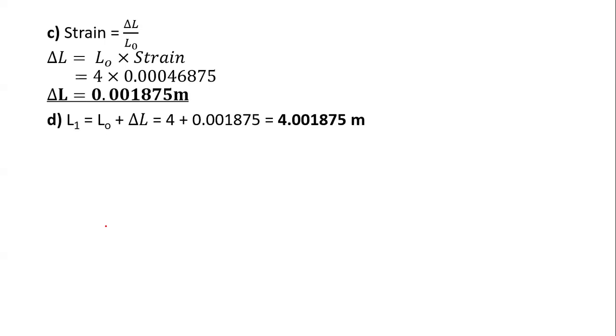What about the final length? The final length simply means that you have to add that increment to the original. Add the increase to what you started with. So change in length plus the original length gives us that final. So this plus that, 4 plus 0.001875, giving us 4.001875.